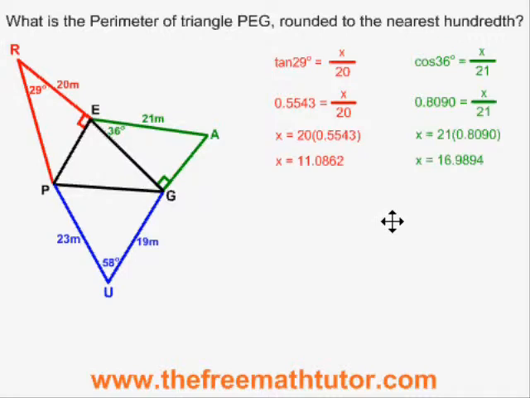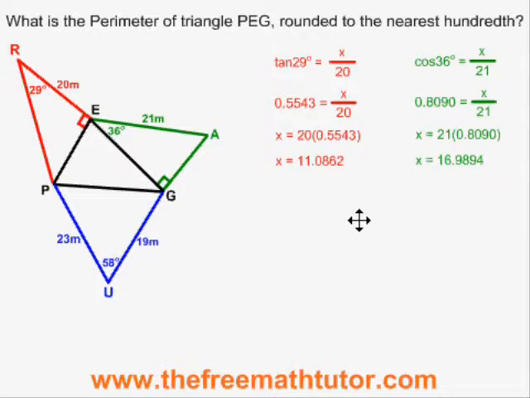Next, I am going to work with triangle PUG, where I know a 58-degree angle and 2 sides of 23 meters and 19 meters. This is not a right triangle, so I cannot use SOHCAHTOA. It has to be done with sine law or cosine law.